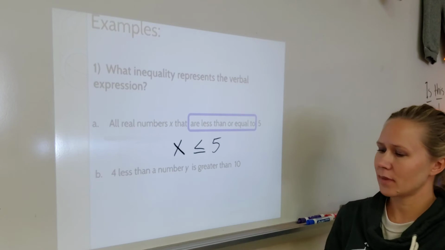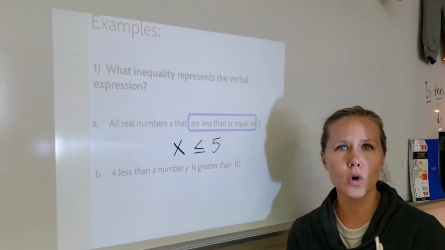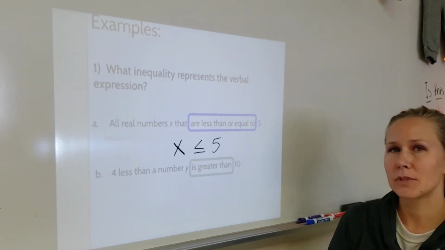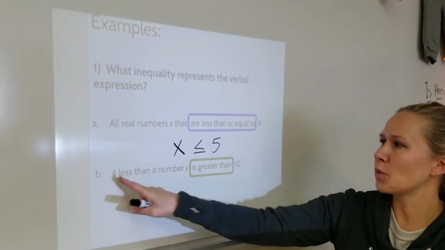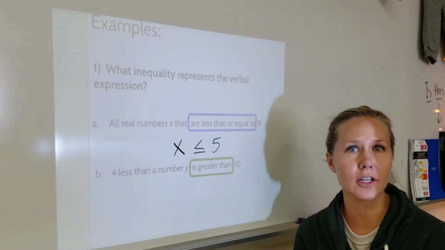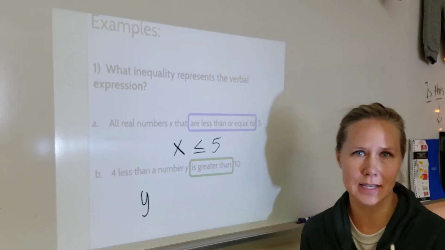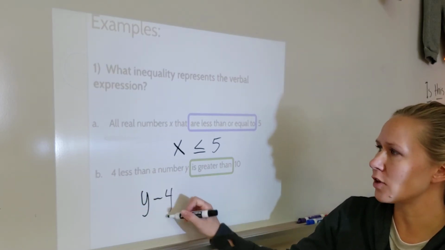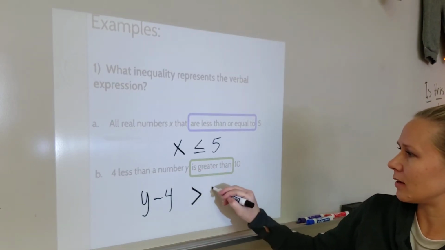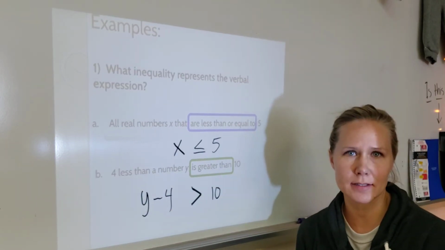Let's try the next one. 4 less than a number y is greater than 10. Circle the words that represent the inequality symbol. Did you circle these words? Good. So we have 4 less than a number y. We learned how to write that expression in the very beginning of the year in chapter 1. 4 less than y. I have y and I want 4 less than it. So minus 4 after it. That was a turnaround word. And then is greater than 10. So I just simply took the words and I changed them into an inequality statement.